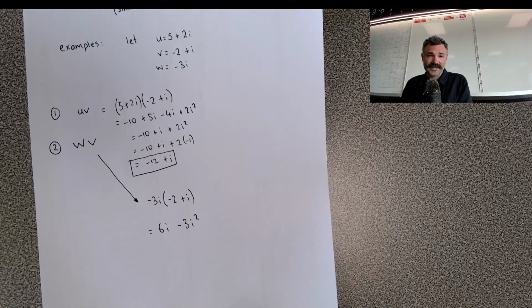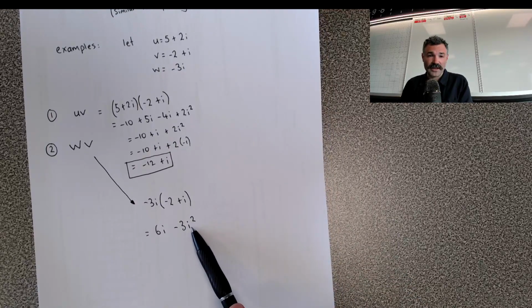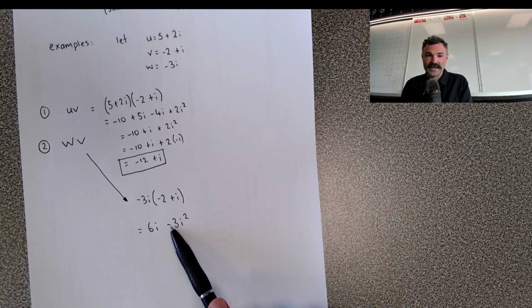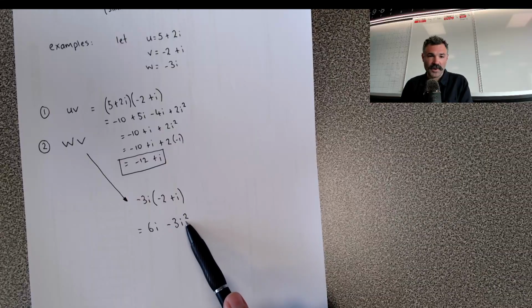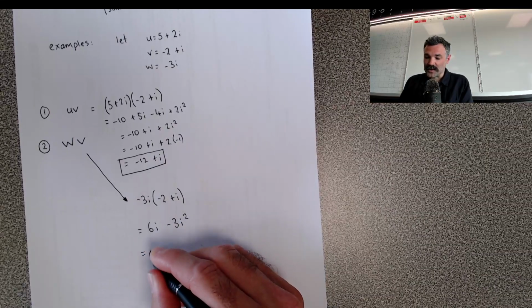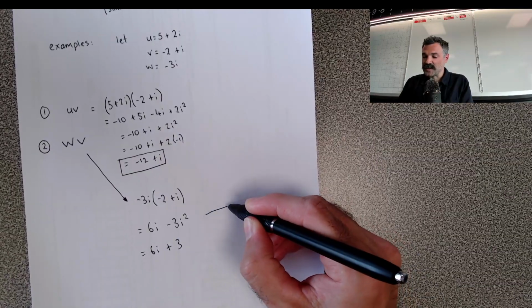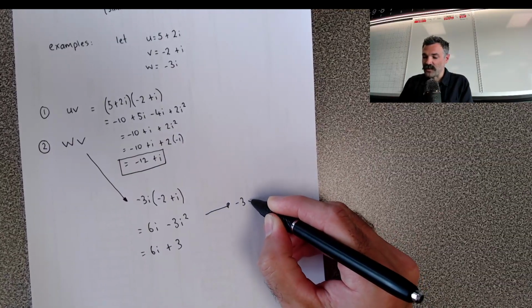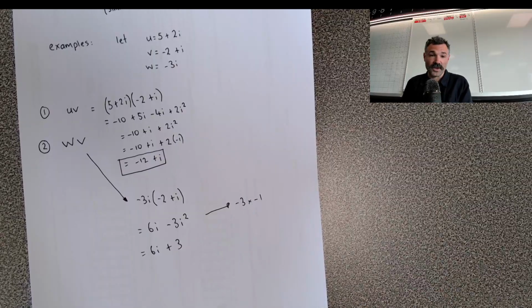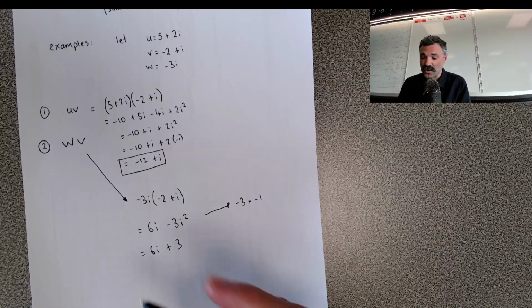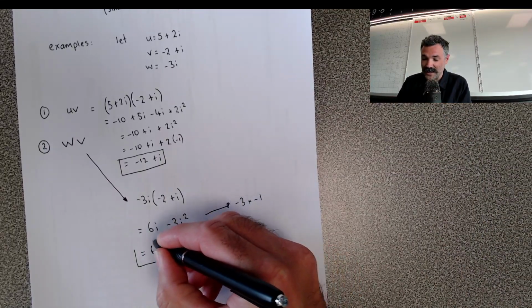Soon, when you practice this a bit, you'll become very familiar. Straight away, i squared is negative 1. And you can just imagine that negative 3 is being multiplied by negative 1. And so this is 6i plus 3. And that's because this is, as I said, negative 3 times by negative 1, which is a positive 3. And we now know how to add, subtract, and multiply complex numbers to end up with another complex number that I can then plot if I needed to.